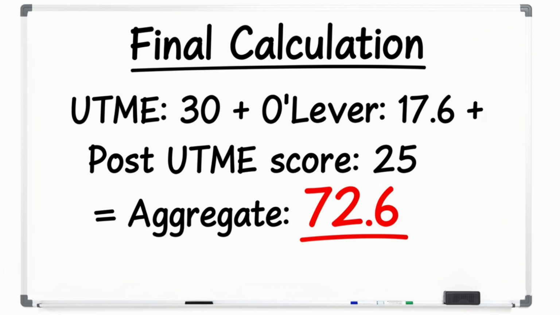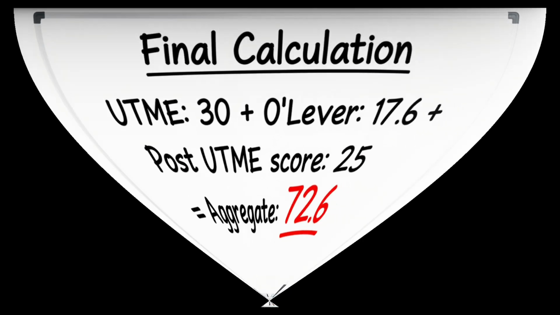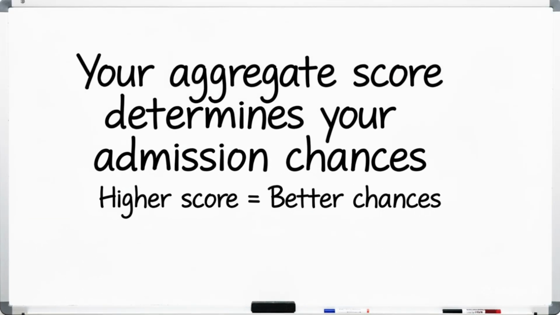And this is going to determine your final chance when the school finally releases their cutoff mark. So this is not the cutoff mark, this is your aggregate point. The school is going to release the cutoff mark. So your aggregate score determines your admission chance. Higher score is equal to better chance.